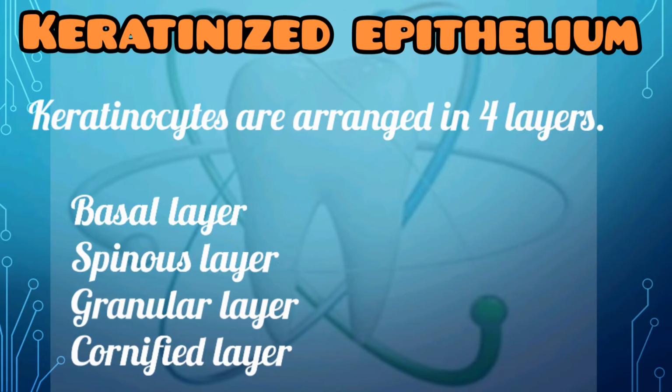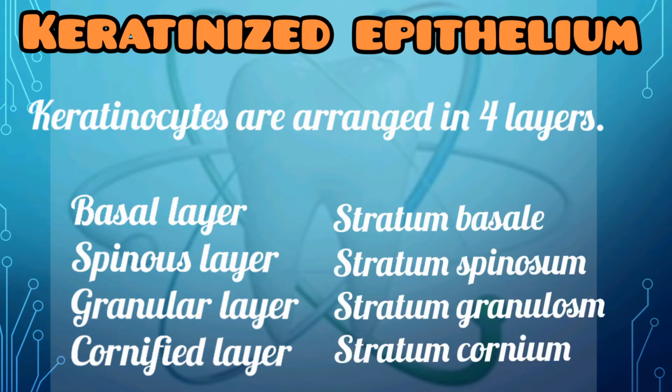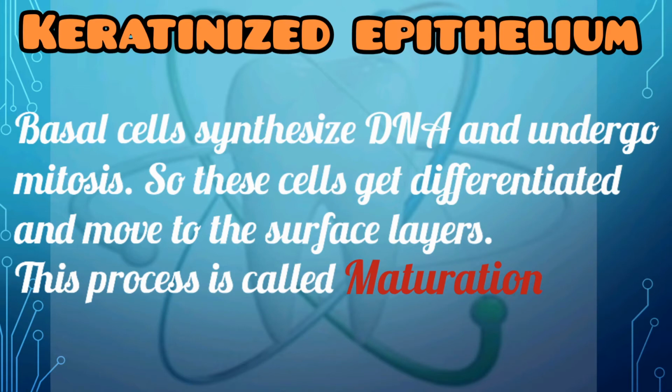Now, we can go into the details of keratinized epithelium. The keratinized oral epithelium has keratinocytes which are arranged in 4 layers: the basal layer, the spinous layer, the granular layer, and the cornified layer. They are also called stratum basale, stratum spinosum, stratum granulosum, and stratum corneum. The cells at the basal layer have the ability to synthesize DNA and undergo mitosis. Thus, these cells get differentiated and move to the surface. This process is called maturation.